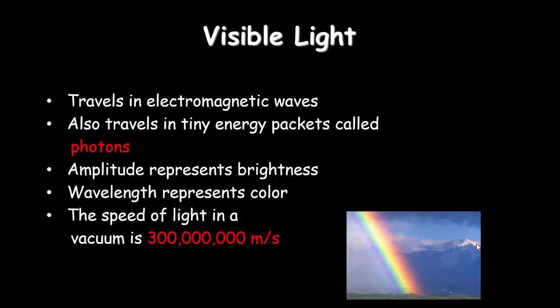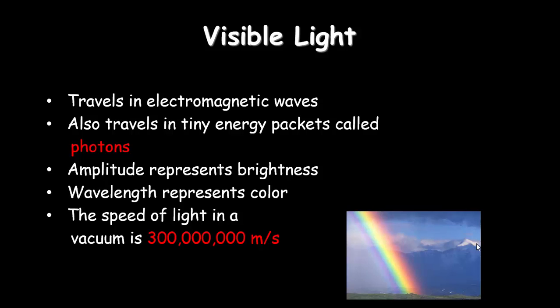Visible light is a form of electromagnetic wave. It does not travel in a medium, because none of the electromagnetic waves travel in a medium. It travels in very, very tiny energy packets called photons.